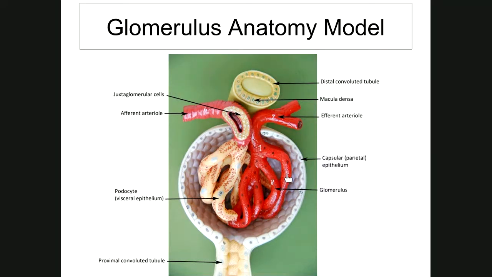The one on the left side of this image is showing the visceral layer of the glomerular capsule. These are called podocytes. So the parietal layer of the glomerular capsule is simple squamous epithelium. When it goes in and covers this entire capillary bed, the cells differentiate into another cell which is called a podocyte. So the visceral layer is podocytes.